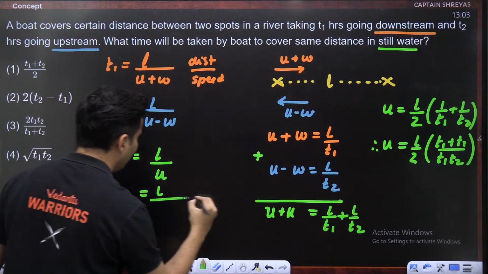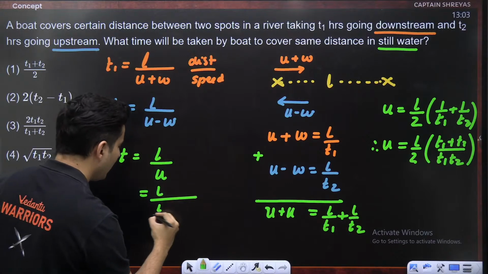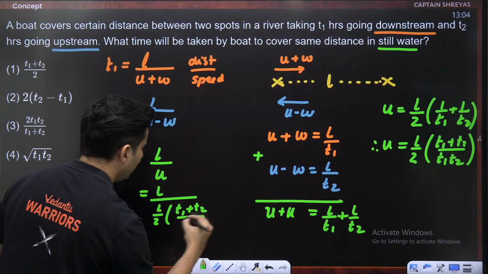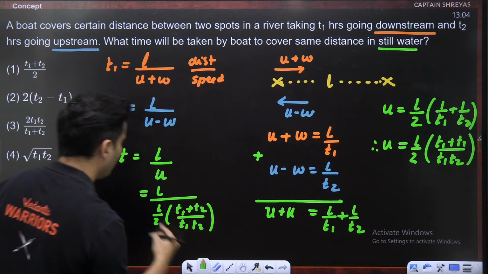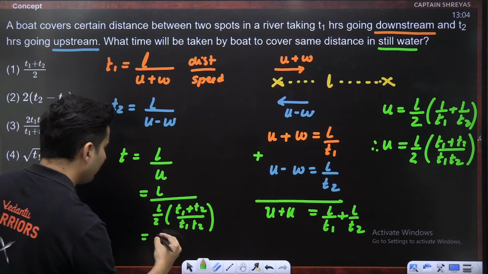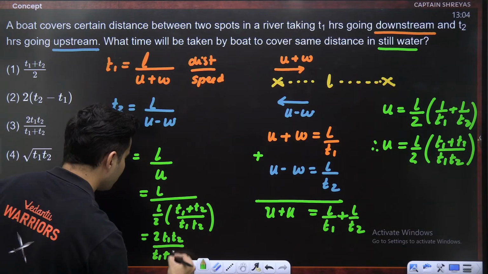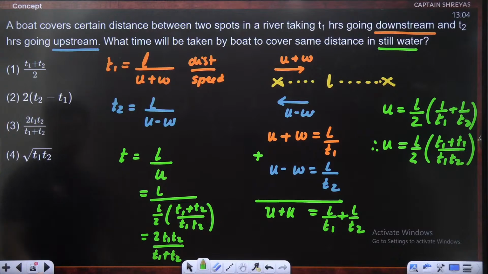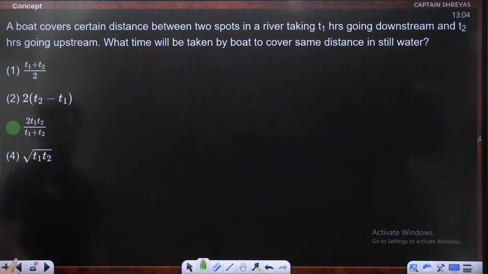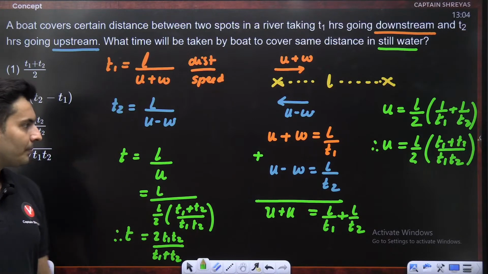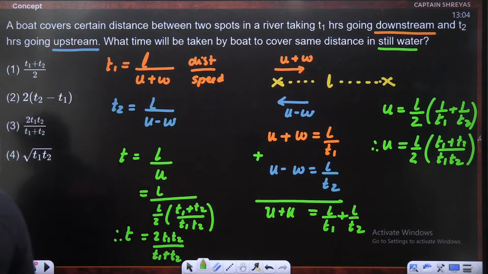So it will be L divided by u. U is basically L by 2, T1 plus T2 divided by T1 T2. Okay, L, L cancels. 2 T1 T2 goes on the top, and T1 plus T2 remains over here. So 2 T1 T2 by T1 plus T2, which is the option C. Got it, guys? Understood how to solve the question? Yeah, simple mathematical manipulation. C for Captain Shreyas. Yes, that's correct, my dear warriors. Awesomeness.